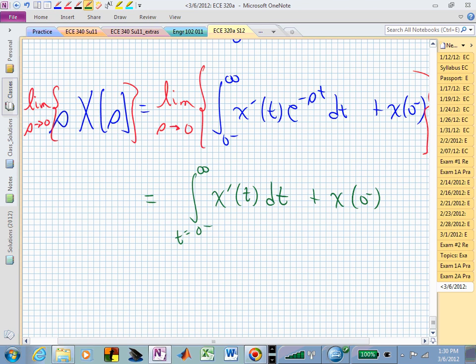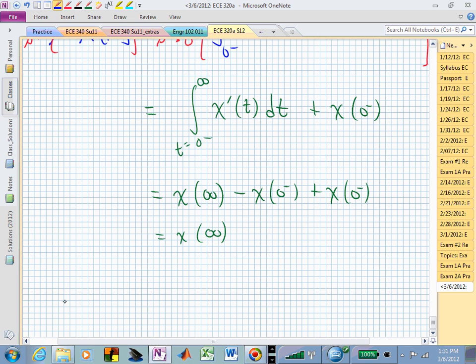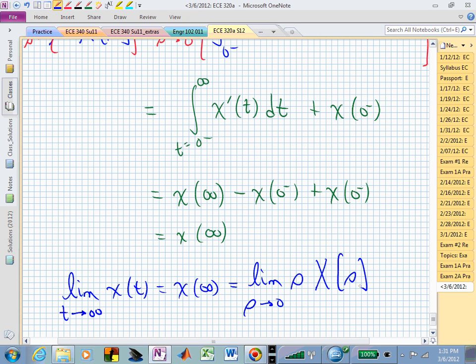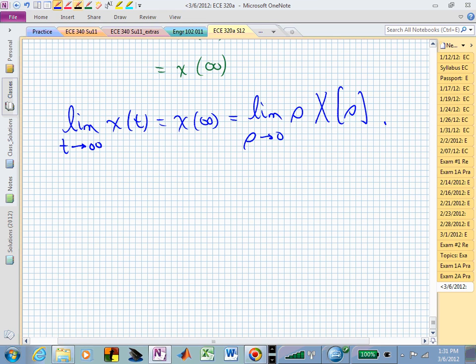So that's going to be x at the upper and lower limits, meaning I can now say that that's x at infinity minus x of 0 minus plus x of 0 minus, which is our x of infinity. Meaning, that's what we were looking to prove. We now have that the limit as t goes to infinity of x of t, which is this x of infinity, is equal to the limit as s goes to 0 of s, capital X of s. And that's what we were trying to show. Let's look at some examples of how this can be applied.